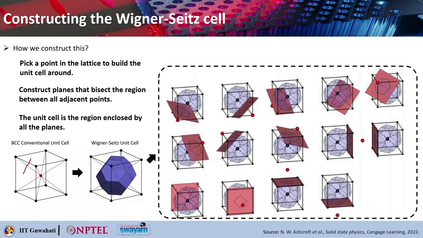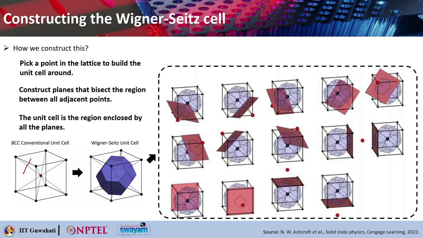So, this is how you got to draw it. So, you take this and this one, as I mentioned, you draw the connecting line, and then you draw a plane that perfectly bisects that line, or you can say it bisects that region between this point and this point. And then you repeat for all those possibilities. And finally, when you add up all the planes, you will get this particular Wigner-Seitz cell.